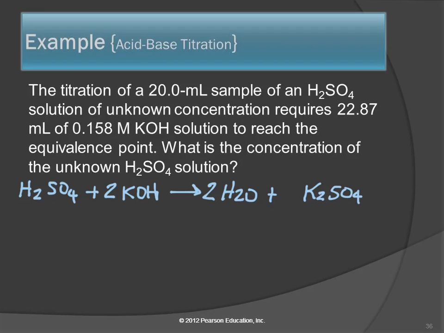Okay, so that's a piece of information about the sulfuric acid. So write 20.0 milliliters under the formula for sulfuric acid. And that's an unknown concentration. And it says we need 22.87 milliliters of the KOH. So write that over here, 22.87 milliliters of KOH. And the concentration of the KOH is 0.158 molar. 0.158.